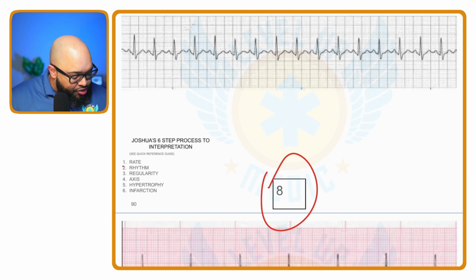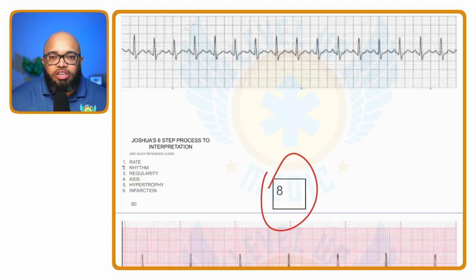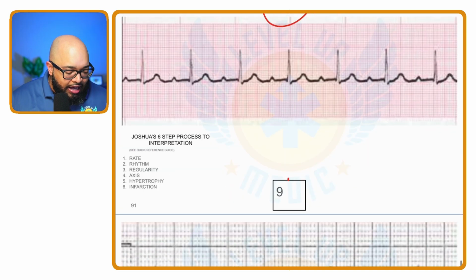All right, so this rhythm meets the definition of sinus rhythm, except it's fast. So that one's going to be sinus tachycardia. It is very regular overall. And there again, we can't check for axis, hypertrophy and infarction just in one lead by itself, okay? So this one, number 8, is going to be sinus tach.